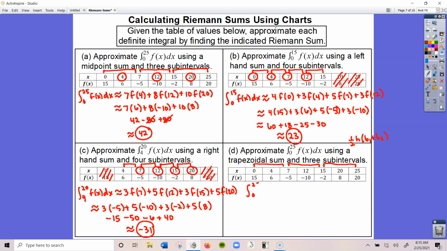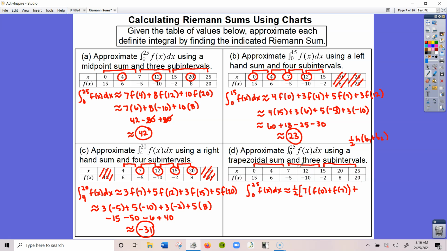So we're going to set this up. The integral from 0 to 25 of f of x dx is going to be approximately, now all of these have different bases, different heights, so we have to do each one separately. So we're going to have the 1/2 on the outside because they're all going to get multiplied by 1/2. The height of my first trapezoid is from 0 to 7, so 7. And then we would use the function values for f of 0 and f of 7, since those would be our bases. So f of 0 plus f of 7.